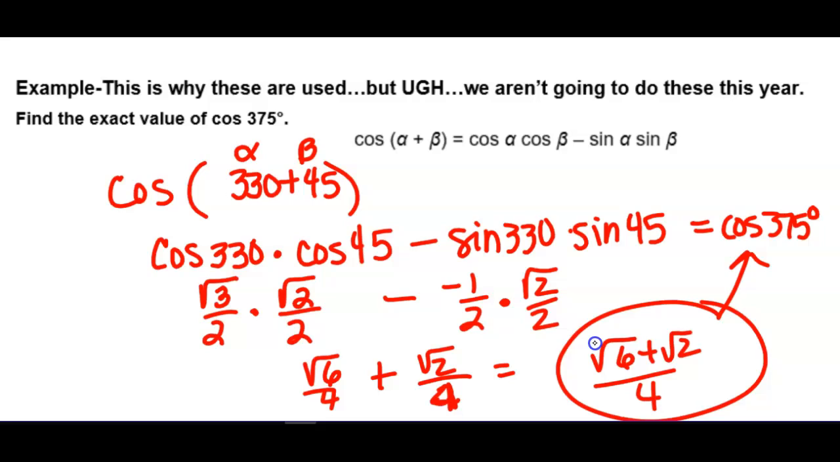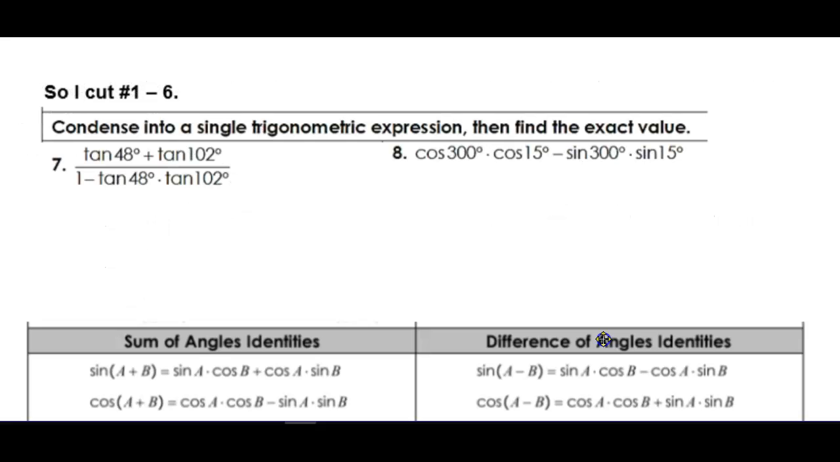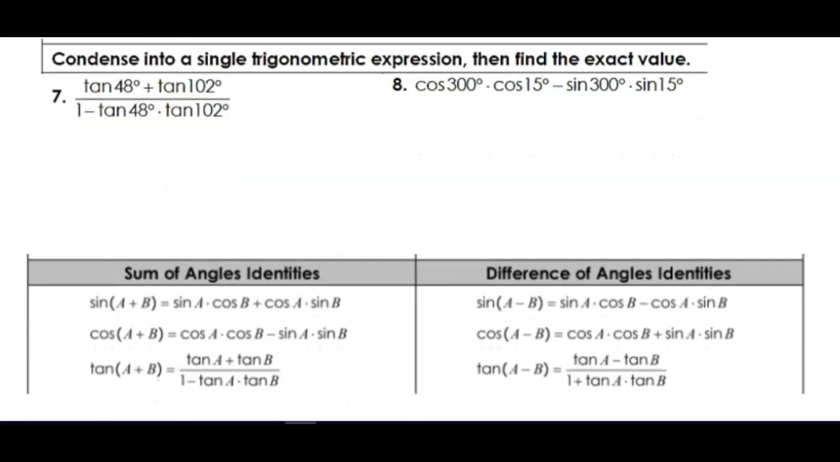Aren't you glad we don't have to do those anymore? Just type it in your calculator and it's exact enough, right? So that's why these were originally useful, but we are just going to do something really easy with them. We're going to look for these values and trade them in, okay? So tan plus tan over 1 minus tan times tan. We're going to look for that formula, and it's right down here.